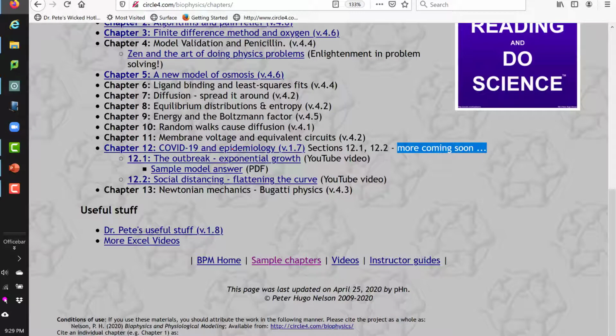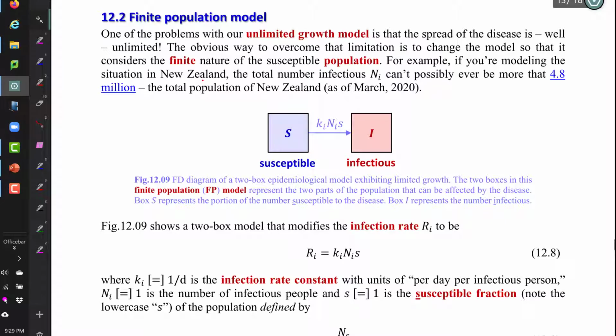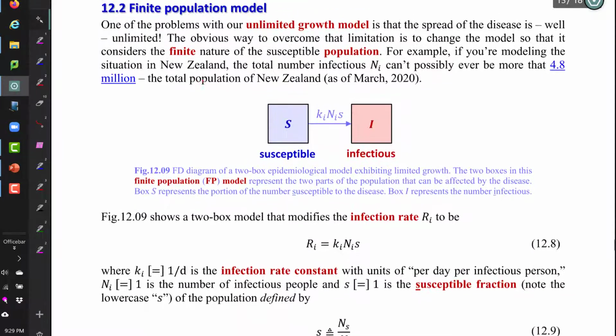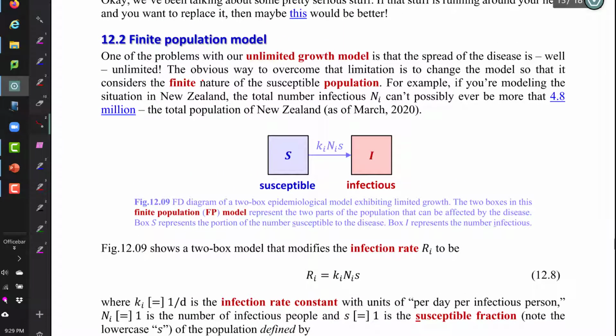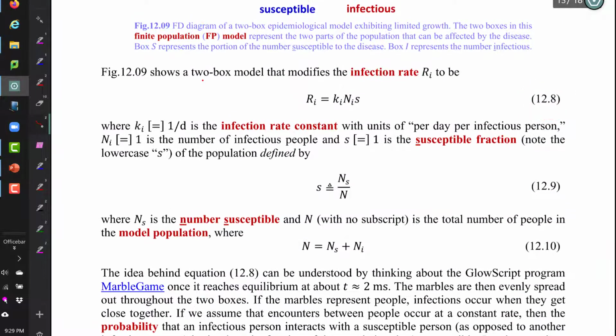If you click on that link, you'll get the PDF, and I have that here already loaded into my favorite PDF reader. And here's that same diagram that we were talking about. Right, this is the same model we were just talking about. Here's the rate, and here's the formula for it, and it has a number 12.8, and that's going to be important. Here we have the definition of what lowercase s is. It's the number susceptible divided by the total number of the population. And that total number is just the sum of the number susceptible and the number infectious.